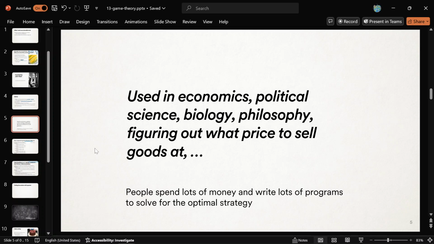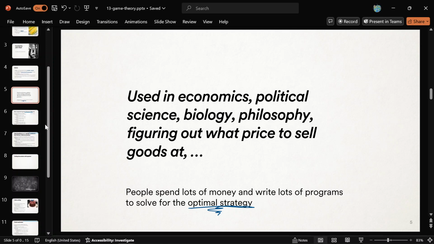Okay, so people, they like econ especially. People spend a lot of money and write programs that try to beat other people's programs to solve for the optimal strategy of playing their game, whatever that is. Maybe that's being on the stock market, buying Bitcoin, who knows? But game theory powers all of those things, and you can write algorithms that are better than other people's algorithms and make money. So this is worth studying in that way. It ties it back to computer science, at least.